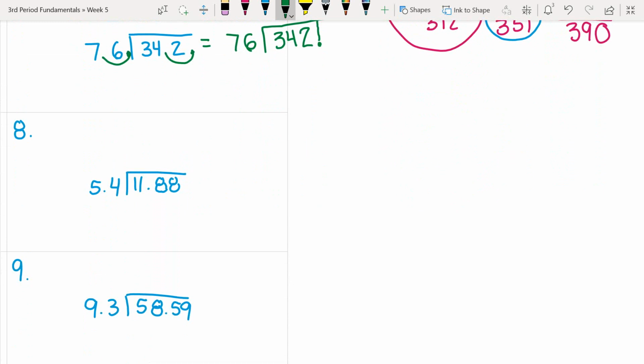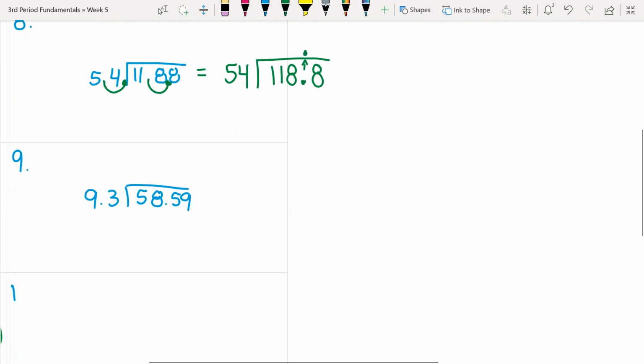Same thing. Question 8. I have a decimal outside my house. I don't like it, so I have to move it. I'm moving it only one time because there's only one number after the decimal. If I move it once on the outside, I have to move it once on the inside. So really, we're trying to fit 54 into 118.8. Bring your decimal upstairs. Again, we're going to come back to this one.